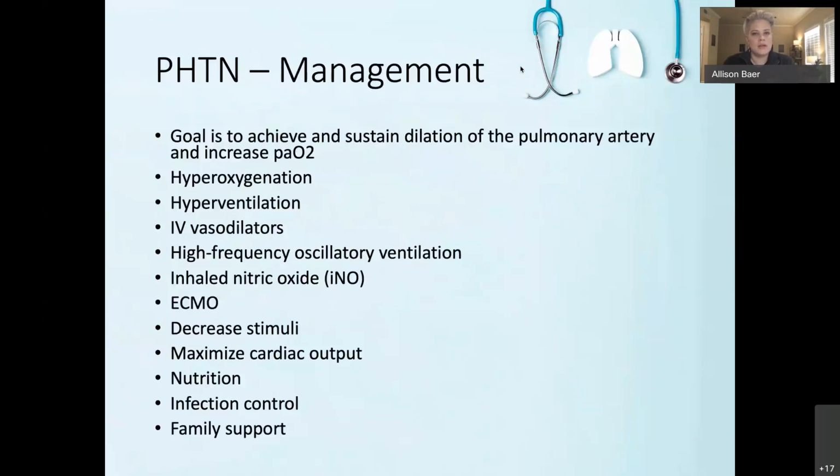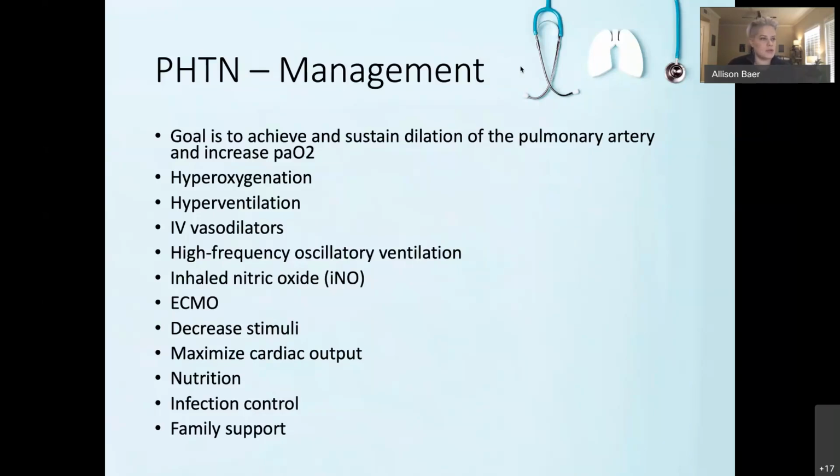So to manage this, your main goal of management, and if you can't remember all the things, just remember you want to dilate those pulmonary arteries, dilate that pulmonary vascular bed to open it up and increase their PaO2. So hyperoxygenation with these kids before you do anything to them, you're usually going to pre-oxygenate them, hyperventilate them to try to get that CO2 down, because higher CO2 is going to cause acidosis. But be careful that you're not going over. As with anything, don't go overboard.